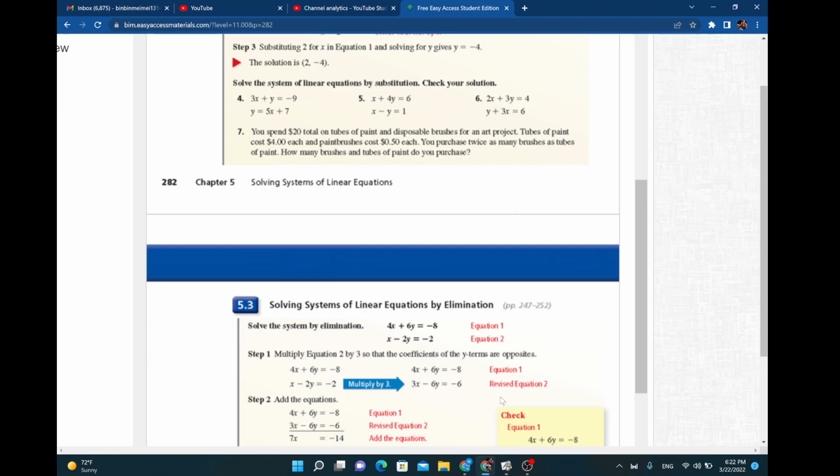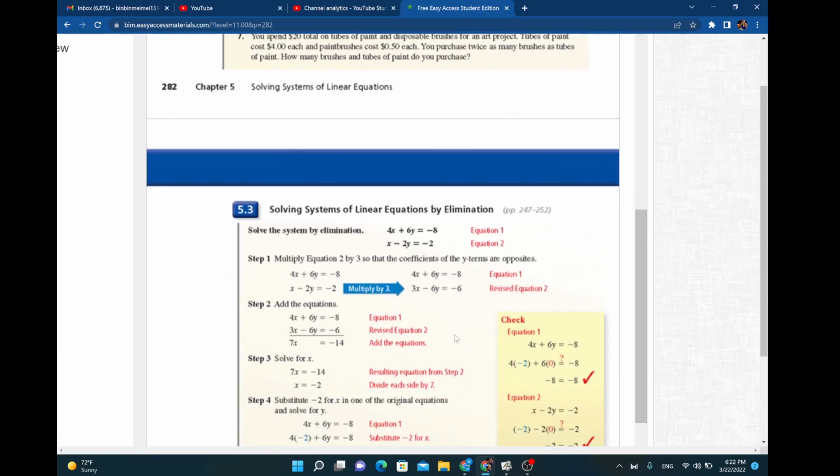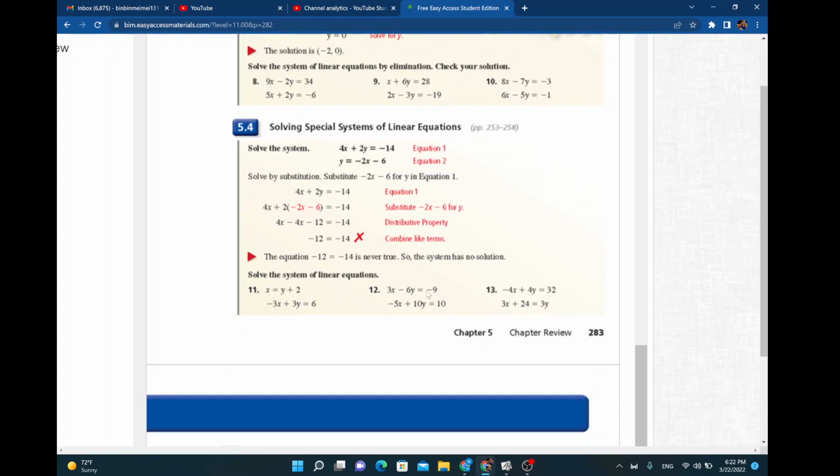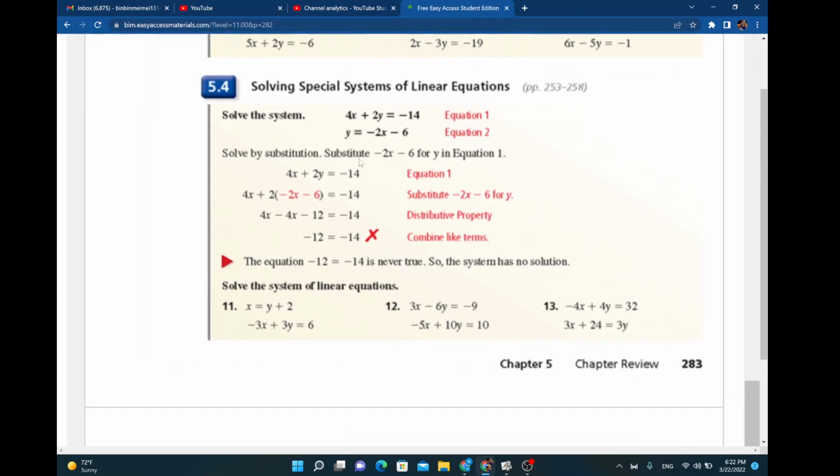Okay, so the next type of problem. Solving a system of linear equations by elimination, we did it already. Solving special systems of linear equations. Once you solve for the special system, as you can see in this example, if you plug in that negative 2x minus 6, the term gets cancelled, and the numbers on both sides are not the same. Anytime this happens, that means the system has no solution at all.